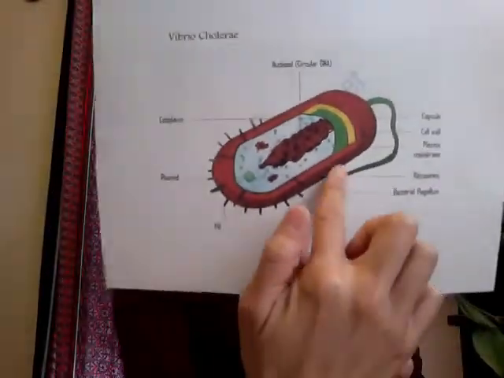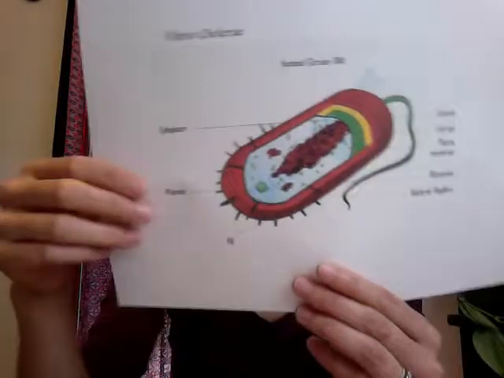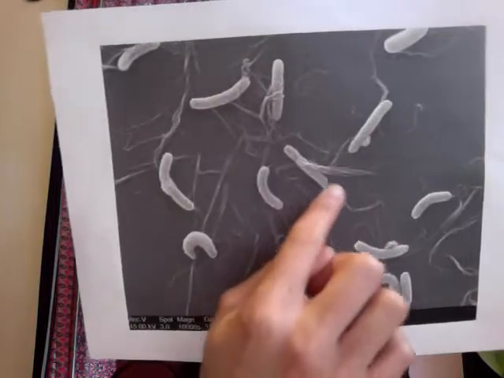It has a flagellum at one cell pole, and it also has pili that it uses for attachment to host cells. This is a scanning electron microscope image from Dartmouth University of some cholera cells, and you can see their flagella here.